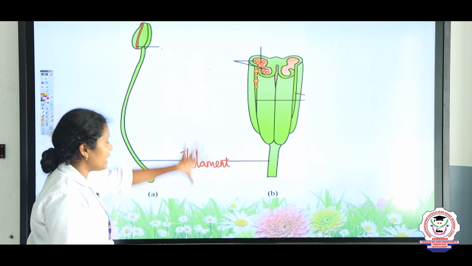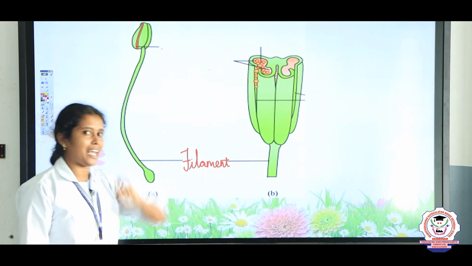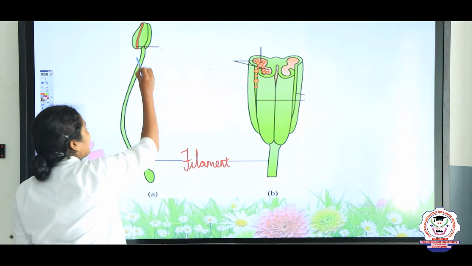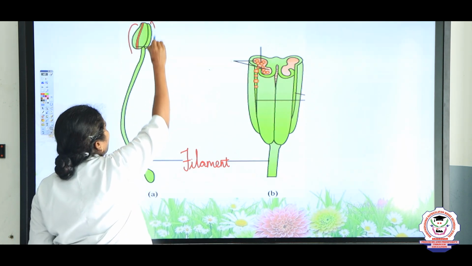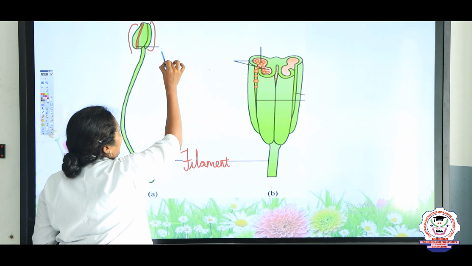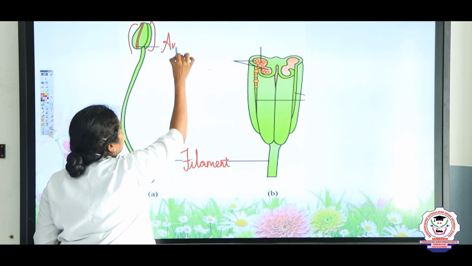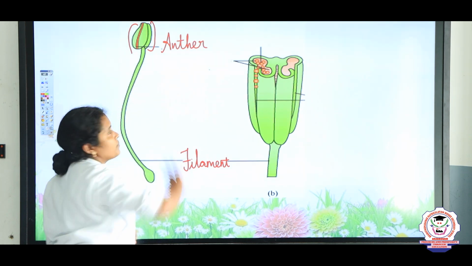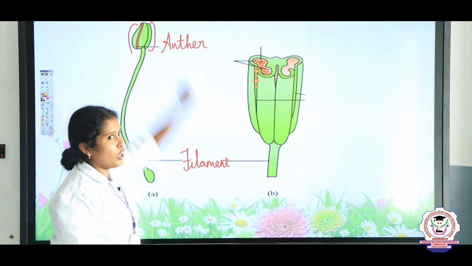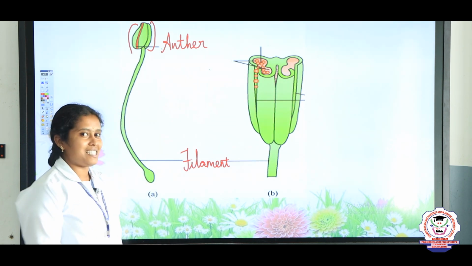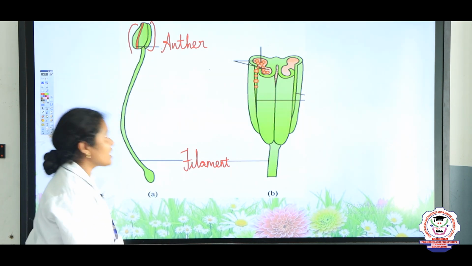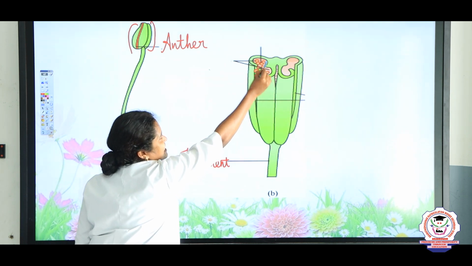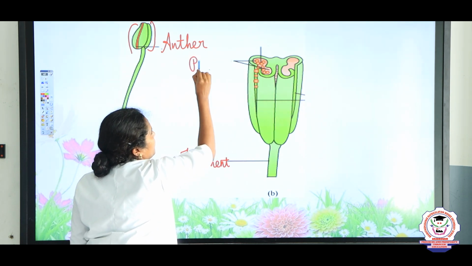Okay, see here. The filament bears a two-lobed structure. What is it? Those lobes are called the anther. A-N-T-H-E-R. Anther. Okay, and inside the lobes, two chambers are present. These two chambers are called pollen sacs. What is it? Pollen sacs.